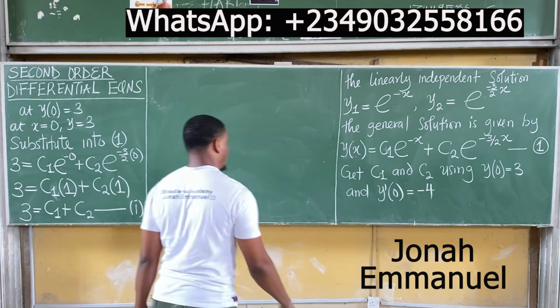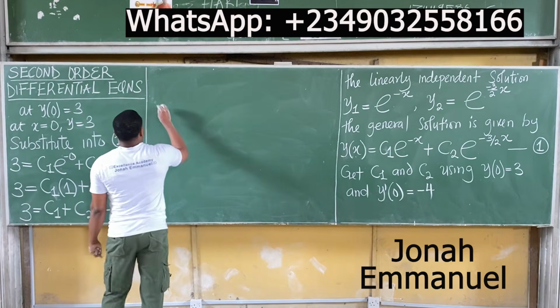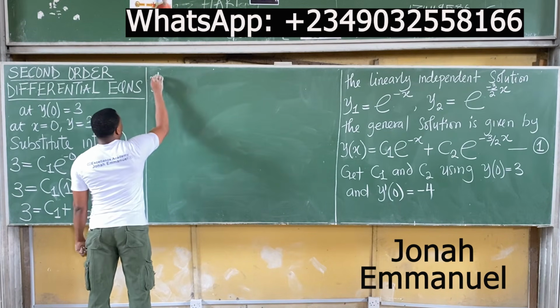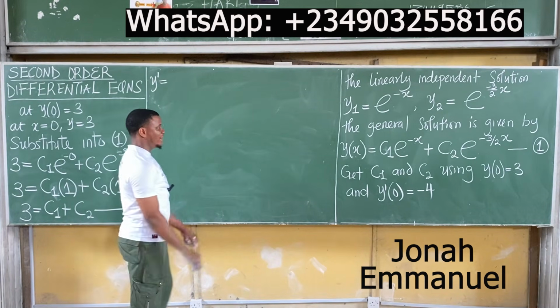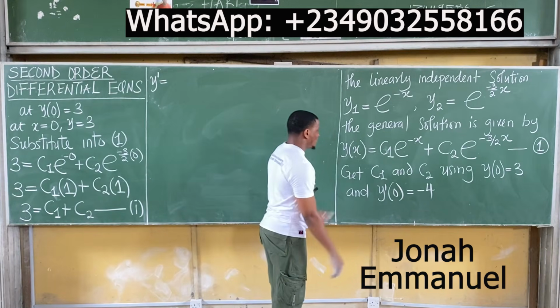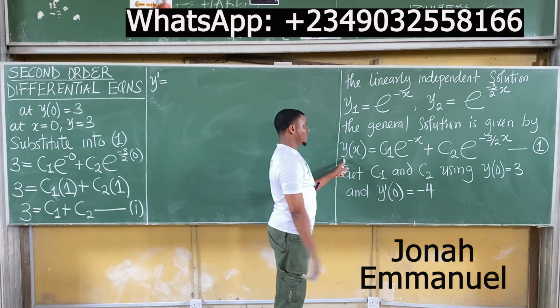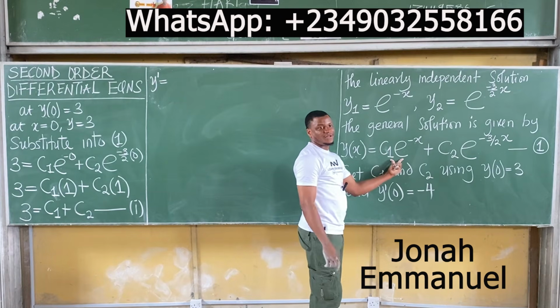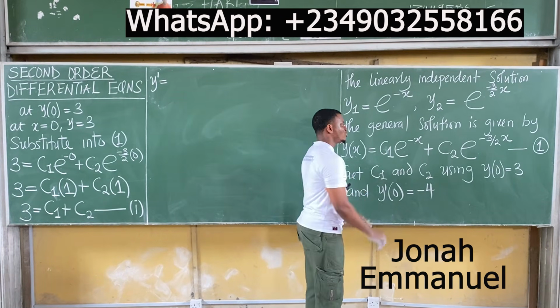Differentiation. Differentiating. So what will Y prime be? Y prime will be equal to, for Y prime, simply differentiate the value of Y. You have Y prime. So differentiate this one here. If I differentiate this, what do I get? How do you differentiate this one?